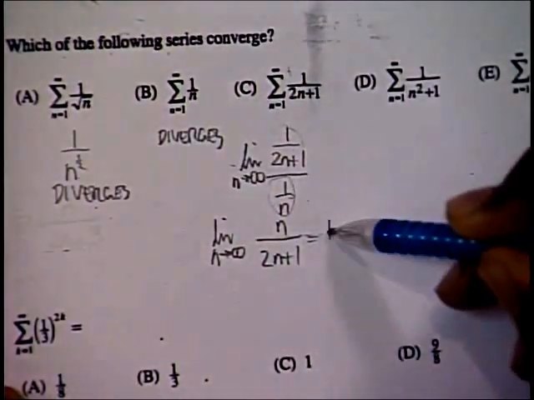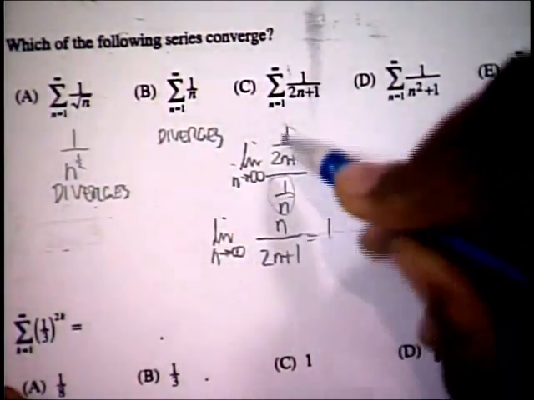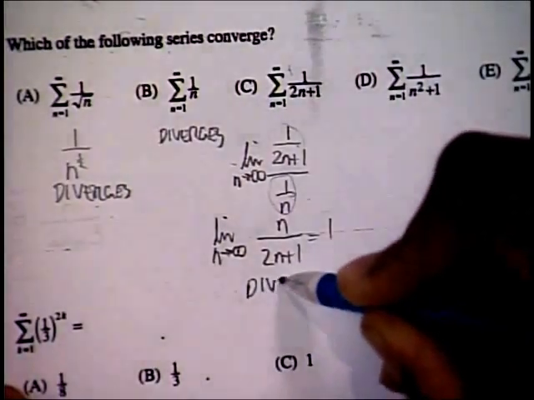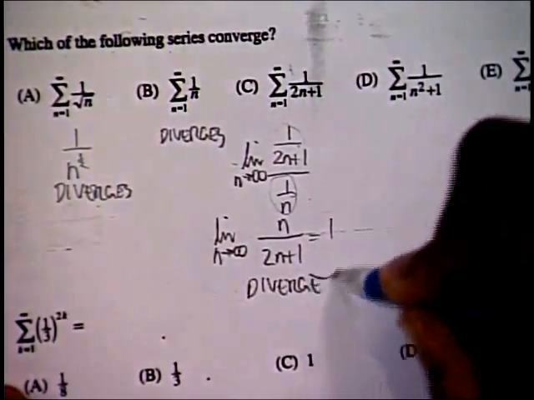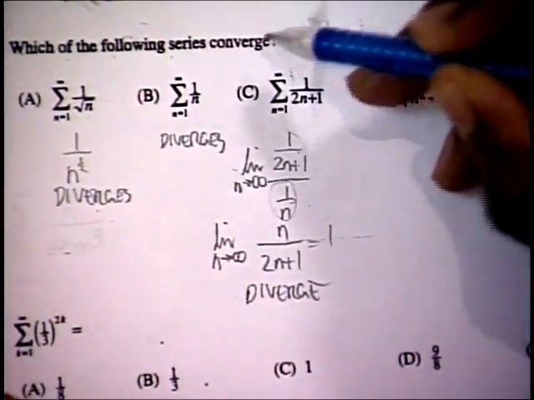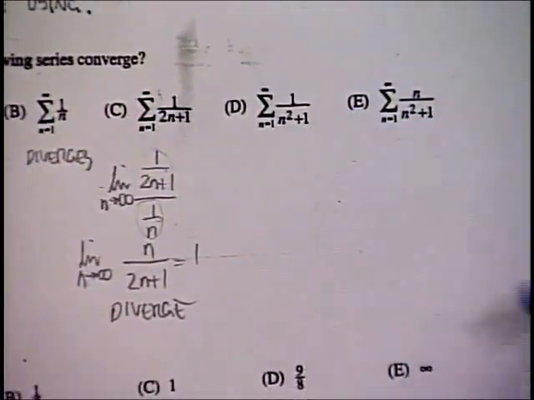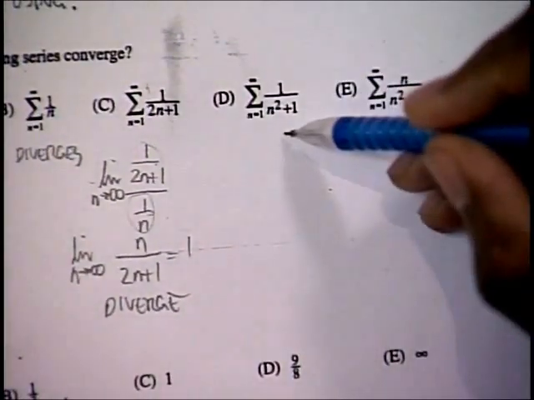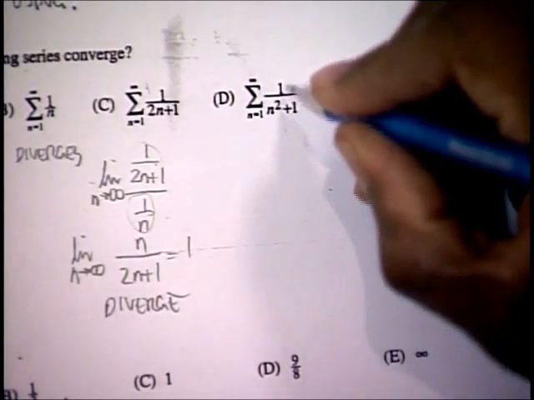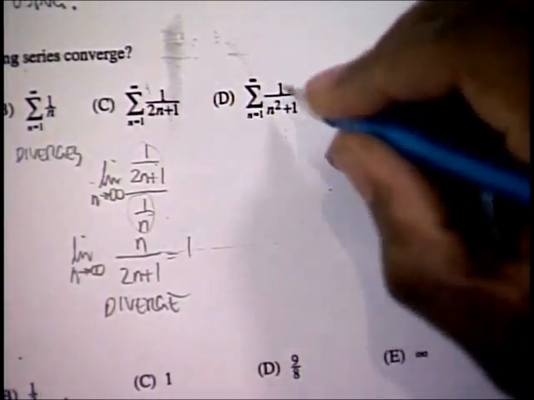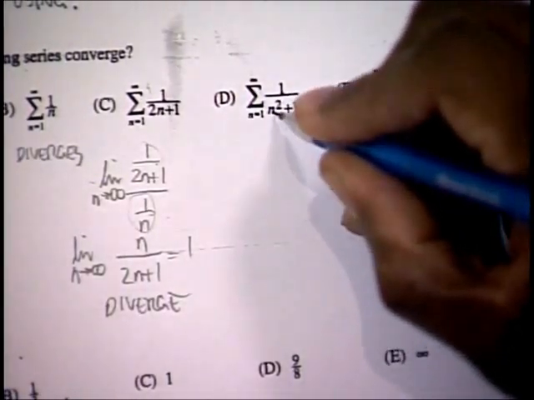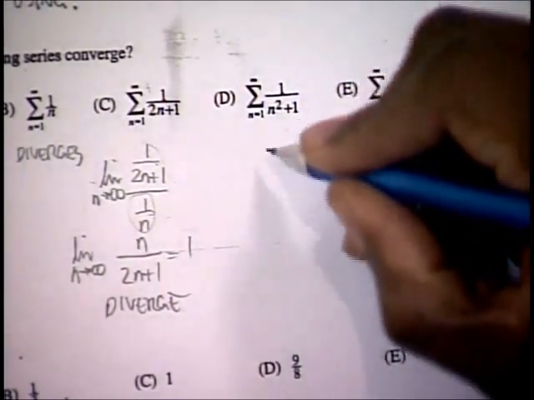The problem requests for you to determine which of these series converge. Let's take a look at this one. For this one, let's use a different test. Let's use a direct comparison test. So let's compare 1 over n squared with 1 over n squared plus 1.